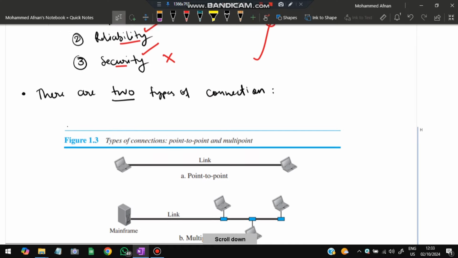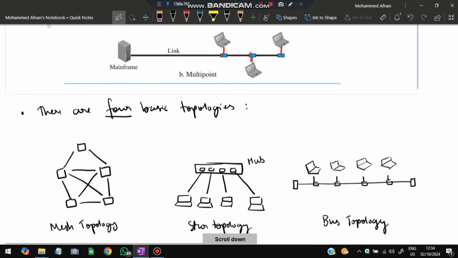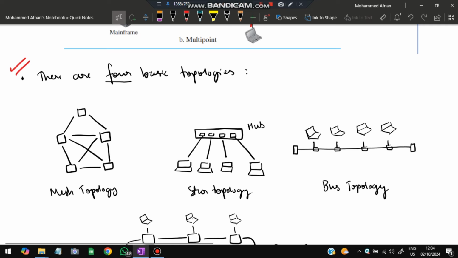Okay, and there are two types of connections, or links: point to point and multi point. Point to point, as you can see, is connected between two systems, and multi point is also connected between two systems, but in between there are different systems present which take the data from the same link. Okay, and there are four basic topologies. This is also a very important question from the exam point of view.